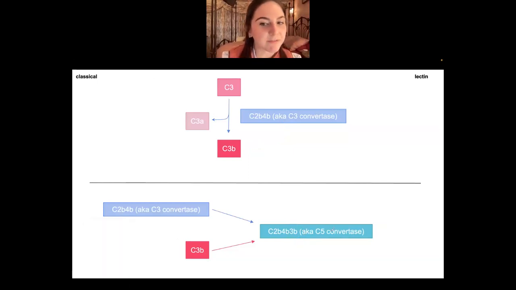So again, you could see C5 convertase, or you could see C2b 4b 3b. They're the same thing. And you should know that makeup because it's obviously going to be different from the alternative pathway. That's why we're taking the time to painstakingly go through this, because they will ask the makeups of these convertases. Okay, so that's C3 convertase, what it does, and then how you get C5 convertase from here.